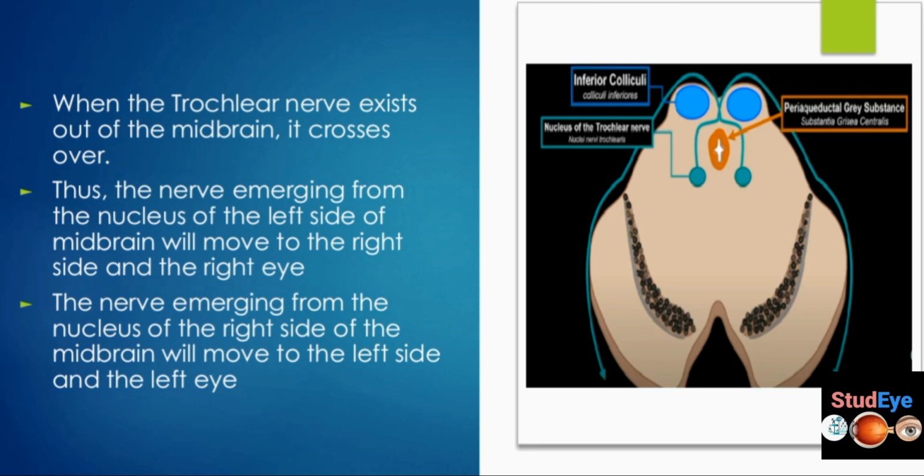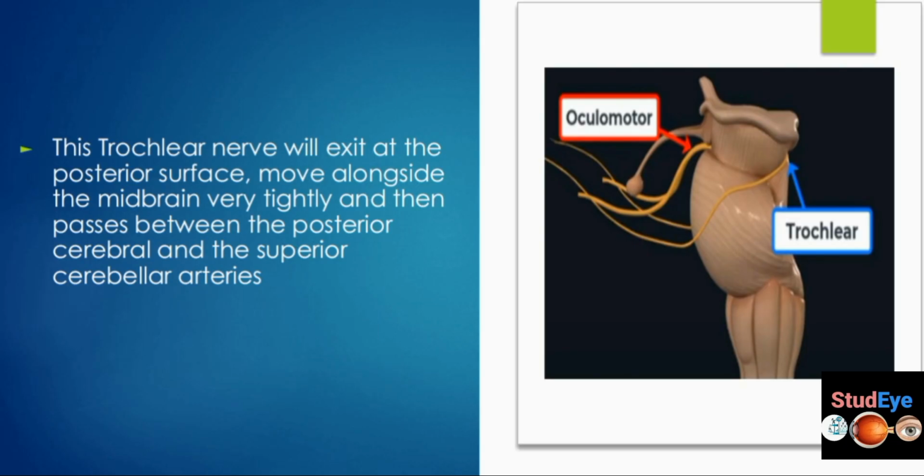This is the important thing: if we are talking about the nerve of the right eye, that means its nucleus is present on the left side. The nerve emerging from the left side of the brain will move to the right side and towards the right eye, right? So this is what decussation means. The nerve emerging from the nuclei on the right side of the midbrain will move to the left side and go to the left eye's superior oblique.